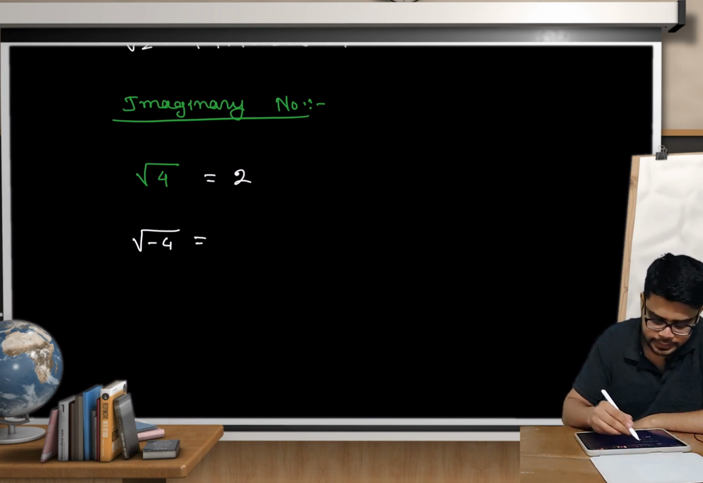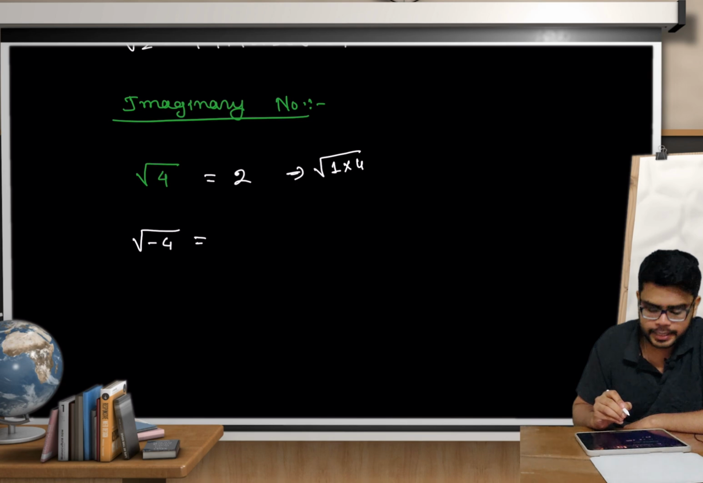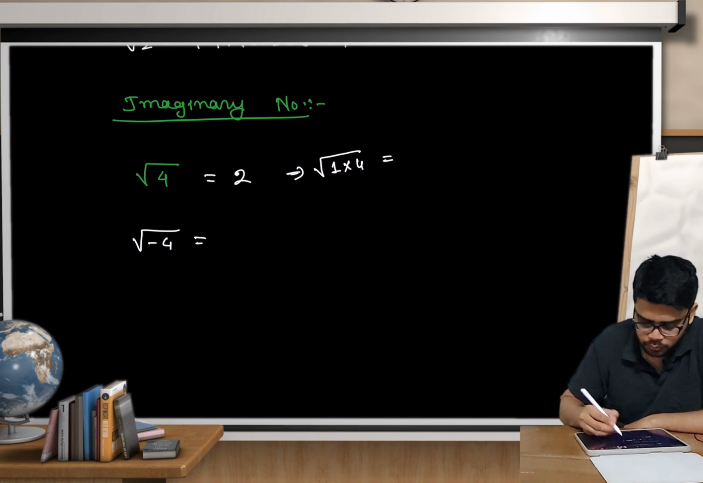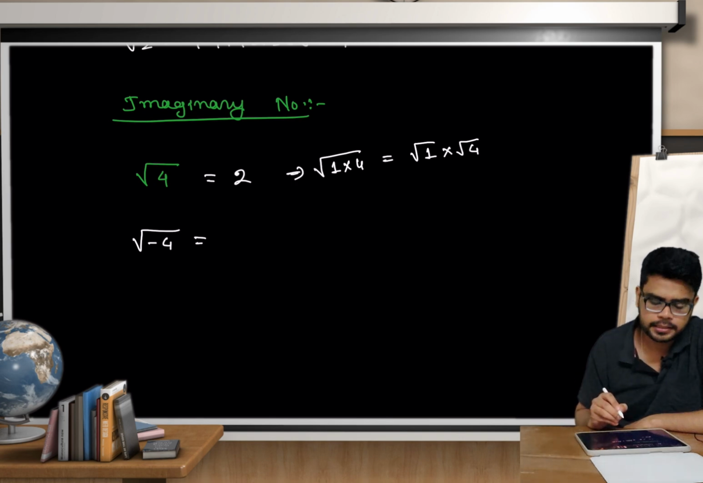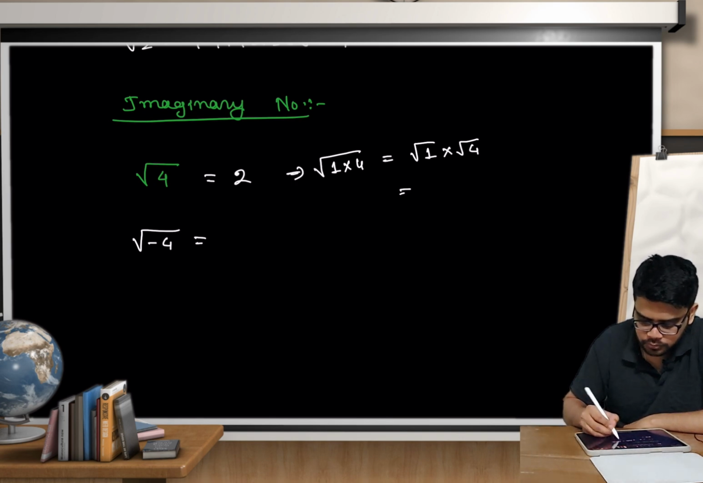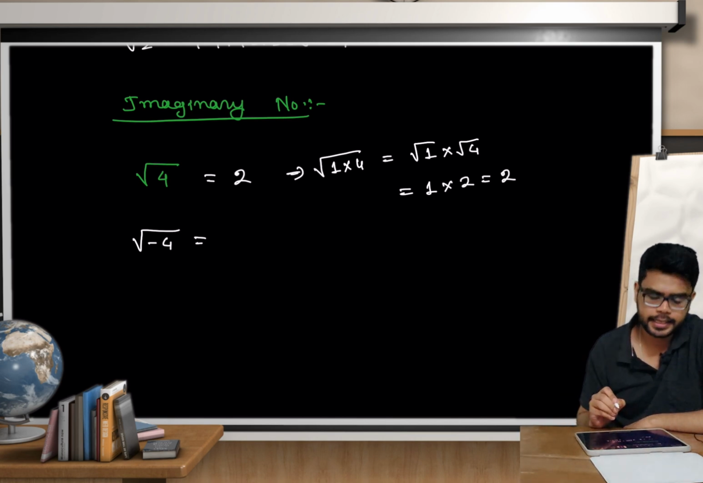So let's see the value of root over 4. Root over 4 can be written as root over 1 into 4. Can I write like this? Yes, we can write. So root over 1 into 4 can be written as root over 1 into root over 4. Can we write like this? Yes, we can write. So the value of root over 1 is 1, and the value of root over 4 is 2. So 1 into 2 is 2. We can write like this.